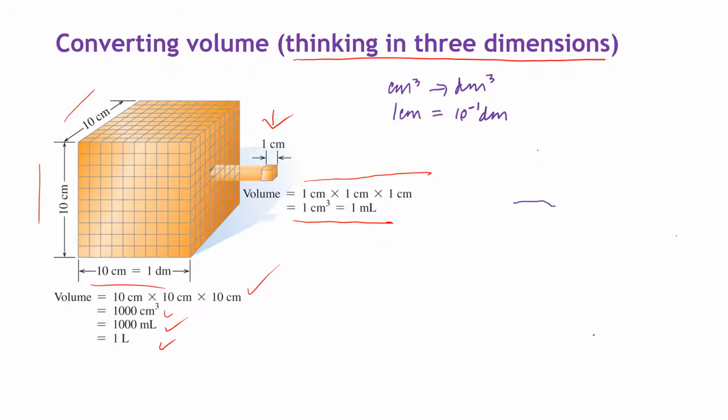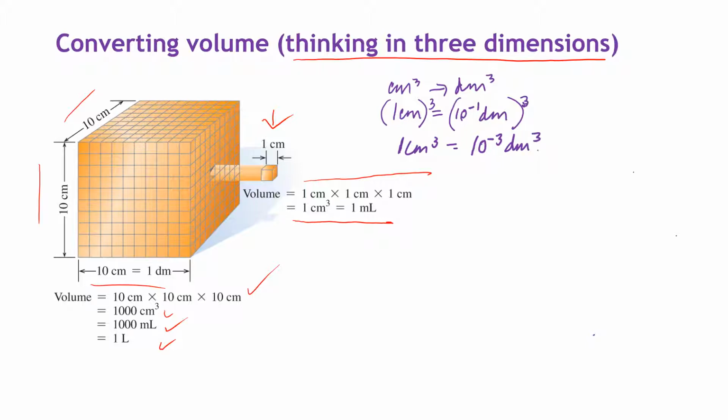So now, if we were to convert, we would have to cube both the number and the unit. What do I mean by that? I mean cube around the parentheses so that we cube not only the unit, but also the number associated with it. So this means that 1 centimeter cubed equals 10 to the negative 3rd decimeters cubed.